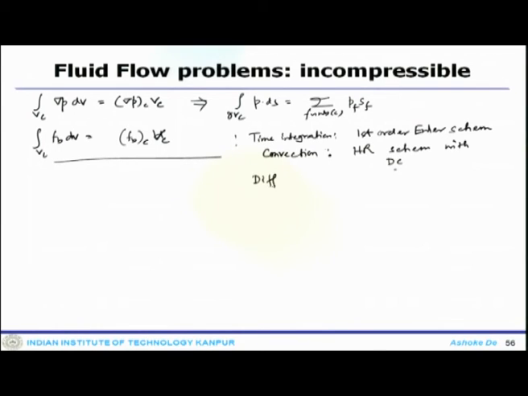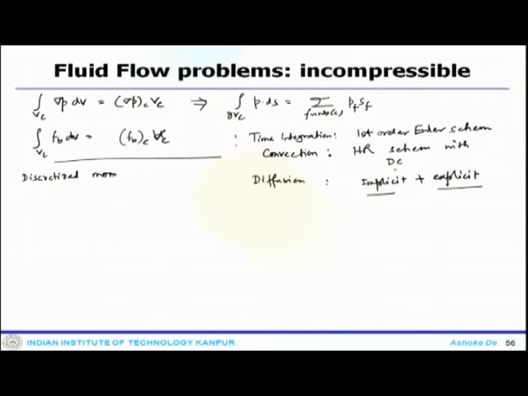So, diffusion will have an implicit component plus an explicit component, that means this is aligned with the face and this is the cross diffusion term. Then the discretized momentum equation would look like this.